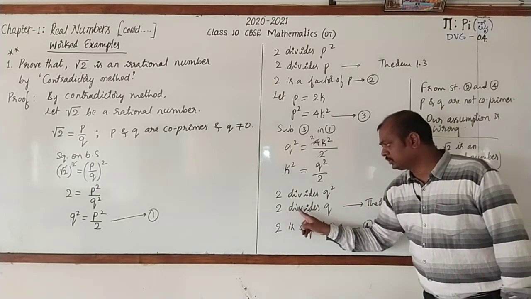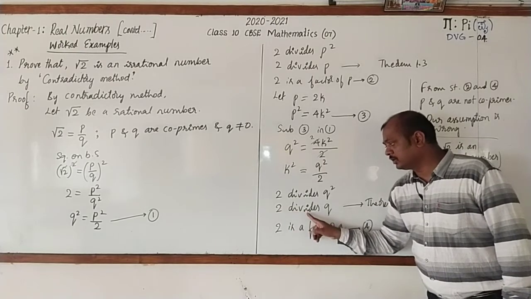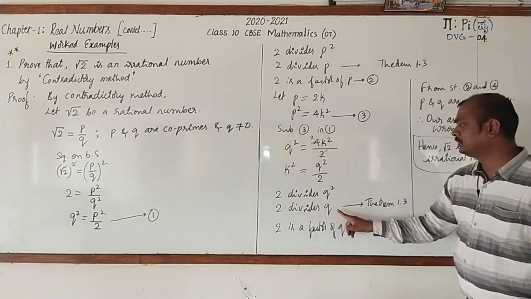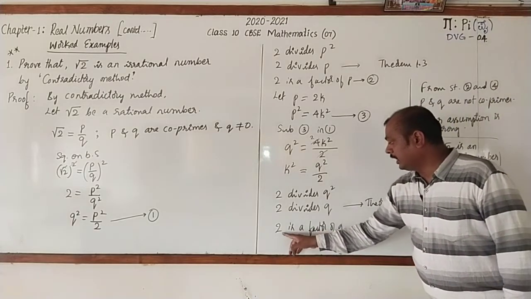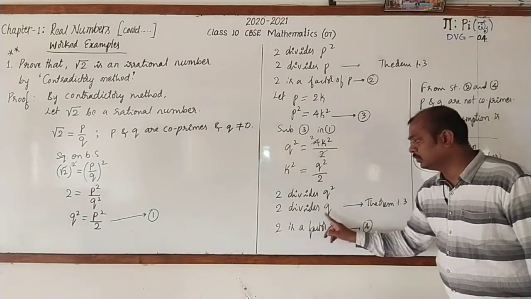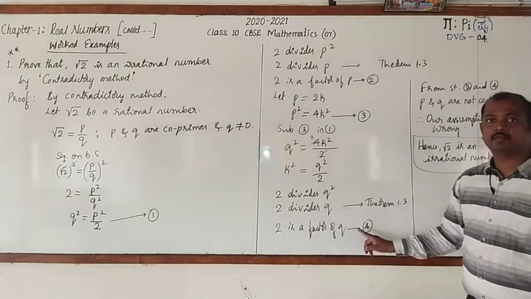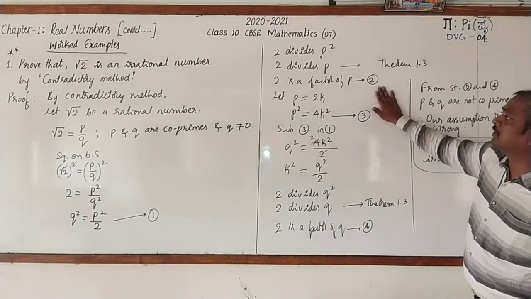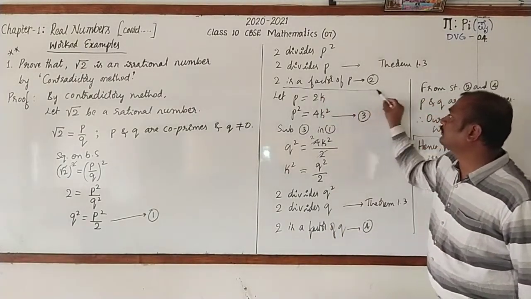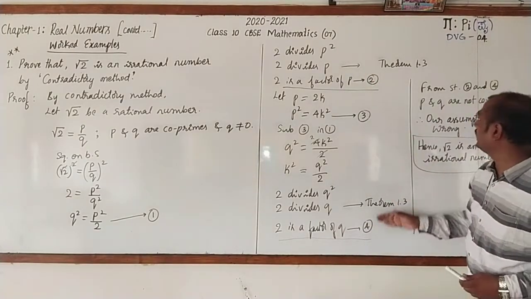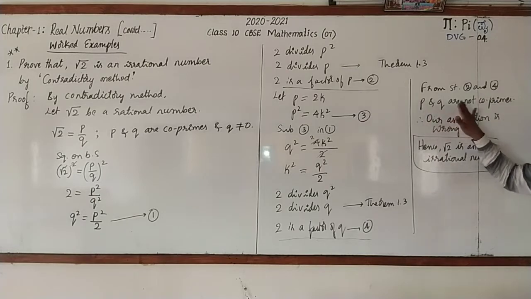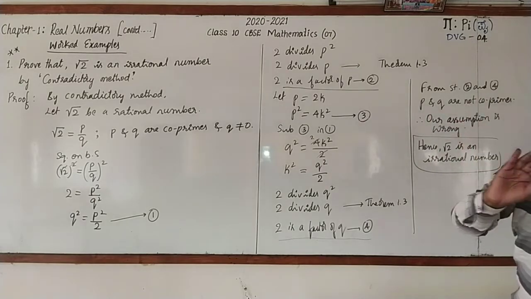If it is so, 2 will also divide Q according to theorem 1.3. And if 2 divides Q, 2 is a factor of Q. Then observe, 2 is a factor of P, 2 is a factor of Q. From 2 and 4, you can say that P and Q are not co-primes.